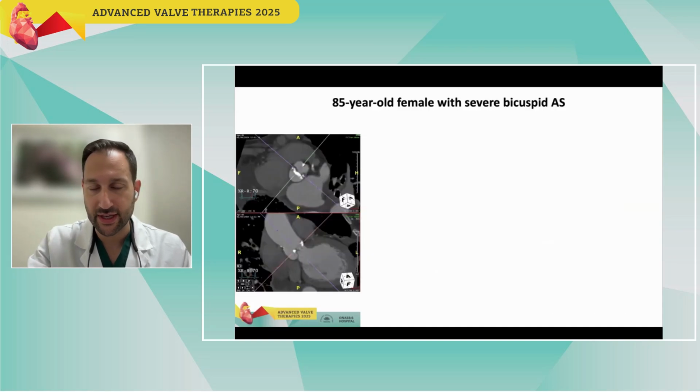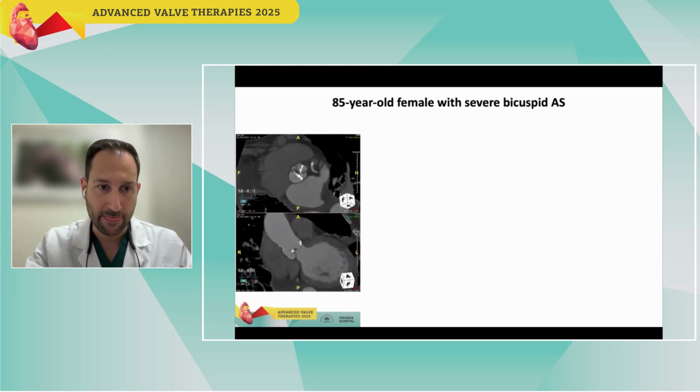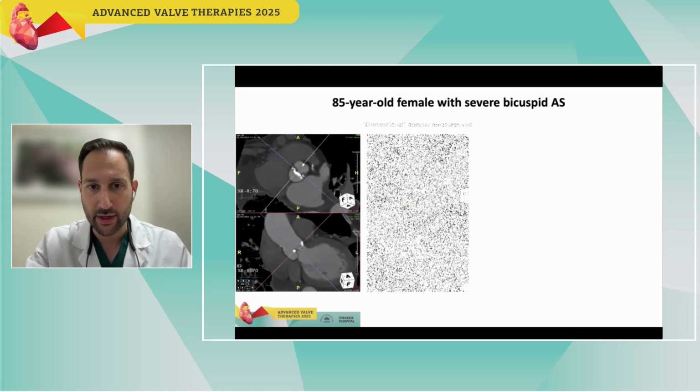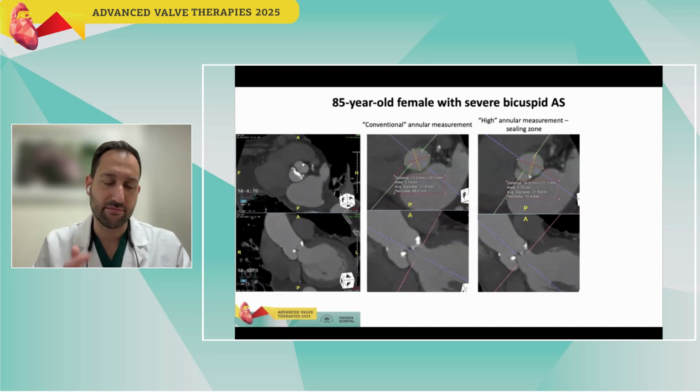So I'll present a few cases where we have used this software and found it very helpful. First of all, as we know, bicuspid aortic stenosis is a challenging anatomy for TAVI. Here we had an 85-year-old female with severe bicuspid AS, and you can see there's a raphe there, probably type 1. And as we know, in the bicuspid, the anatomy of the root is asymmetric.